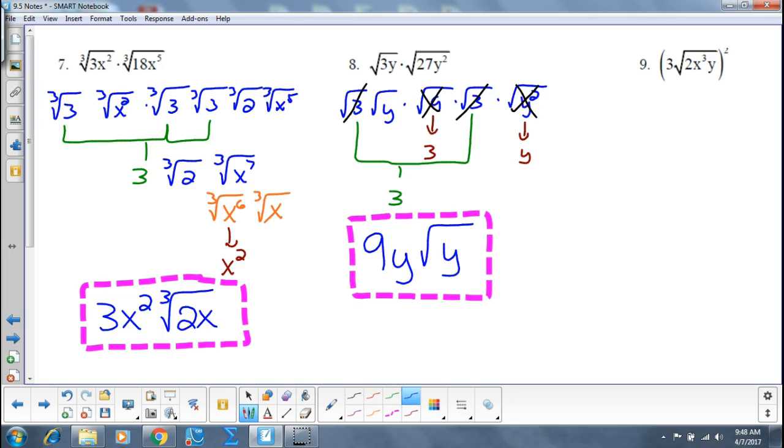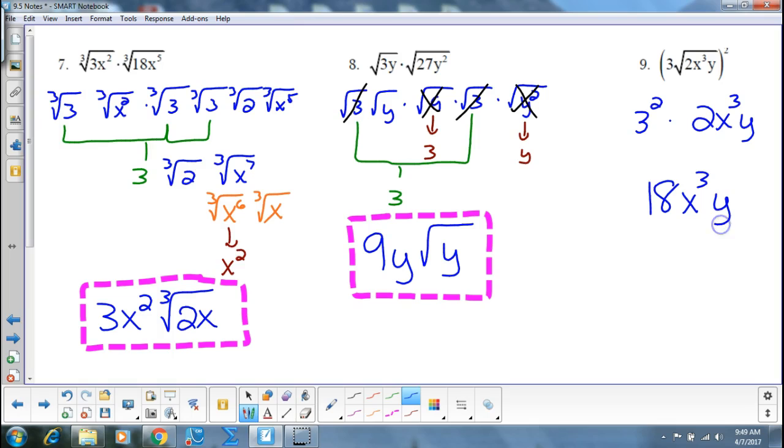Okay? So here, knowing what you know about radicals, what's that squared going to do to that square root? It's going to take it away, right? But I also got to square the 3 because the 3's on the outside. So this is going to be 3 squared times 2x cubed y. Well, that's 9 times 2 is 18 x cubed y.